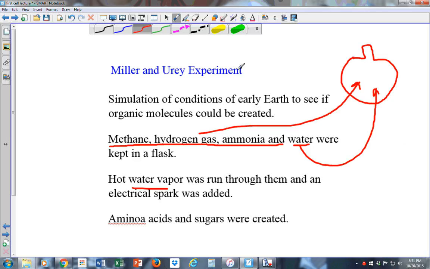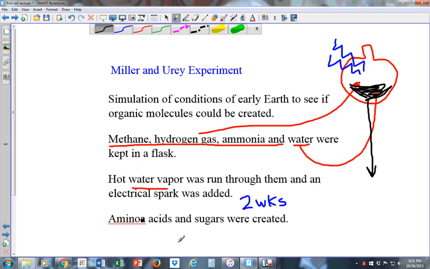Then they ran an electrical spark through it. So we take lightning in the form of an electrical spark and we zap it. And then they waited about 2 weeks or so. After 2 weeks, they noticed that something was going on in there. There was kind of a goo forming at the bottom of this flask. They drained the goo out and analyzed it with a machine called an HPLC. And surprise, surprise, they found simple organic compounds. They found amino acids and they found sugars in there. Not only did they find them, but they were in pretty big concentrations.